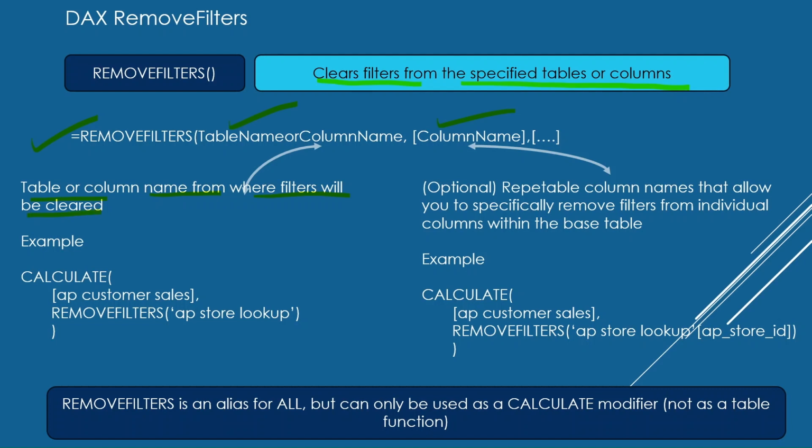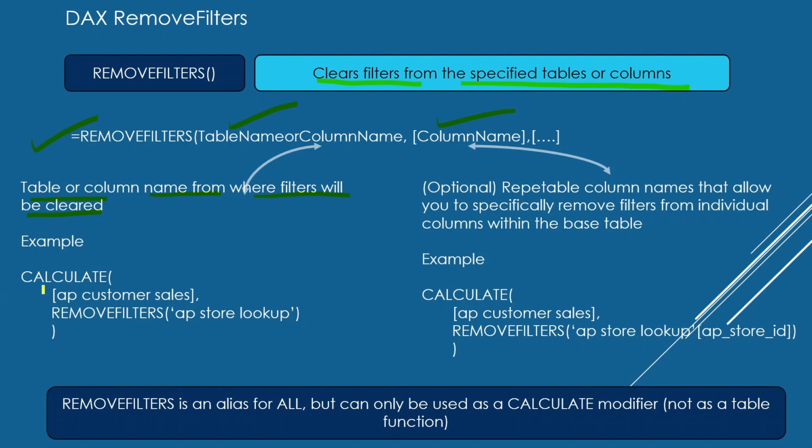Let me give this example like this. Suppose you have written a measure, and you want that when this measure is applied to any visual, whatever filters have been applied on this table or these columns in the filter context must be removed. So to do this, we can use the REMOVEFILTERS function.